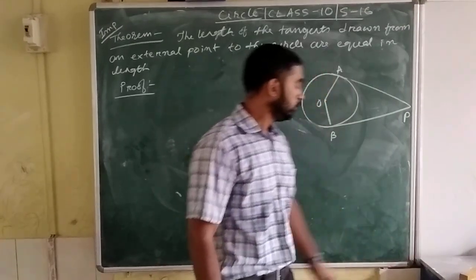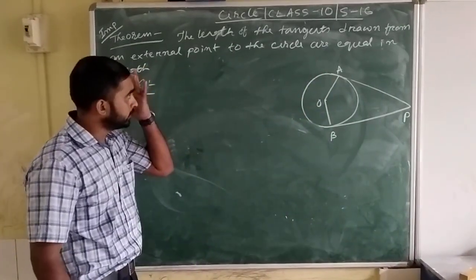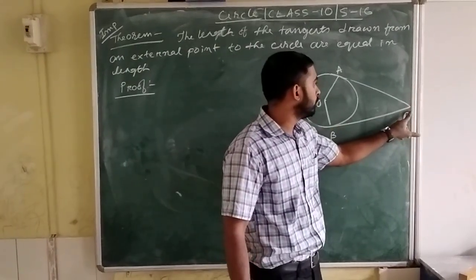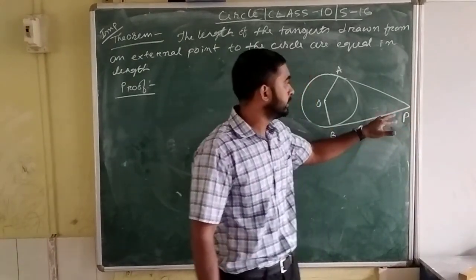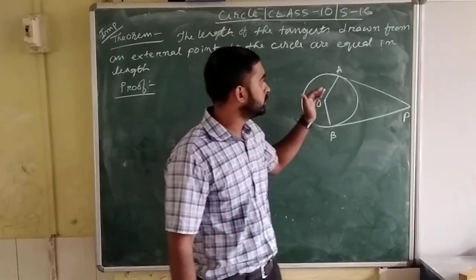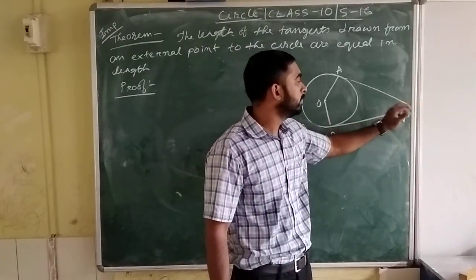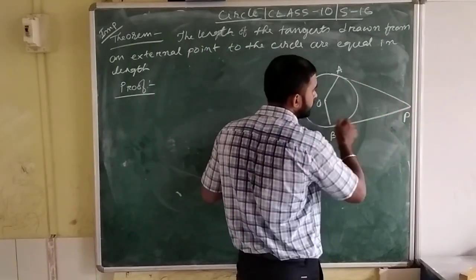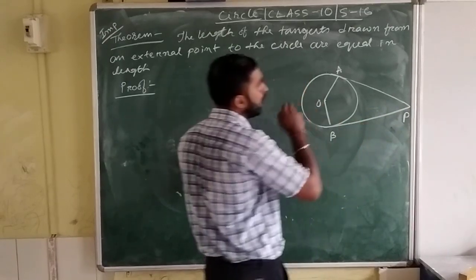So here now see, what is the theorem? The length of the tangents drawn from an external point. So what is the external point? The external point is P. So the tangents are PA and PB. These are the two tangents which are drawn from an external point P. So by the theorem we will show that the lengths of the tangents, PA and PB, are equal.